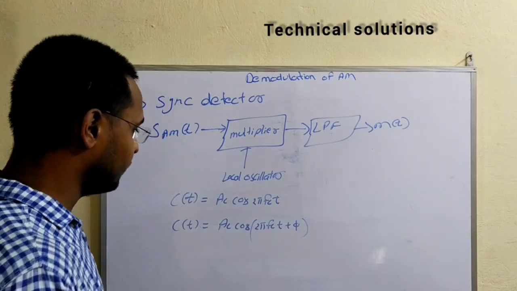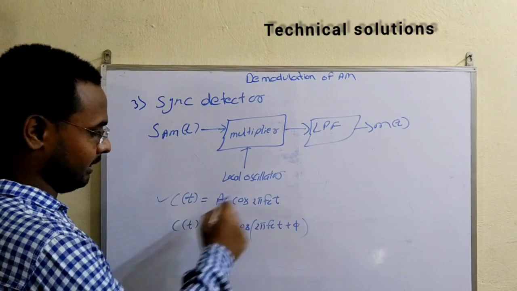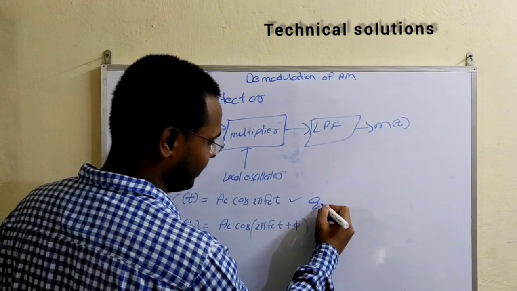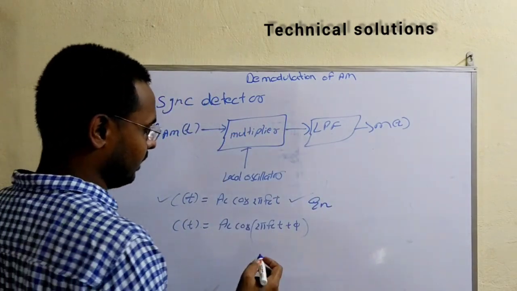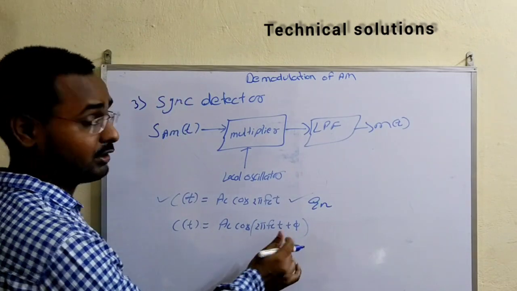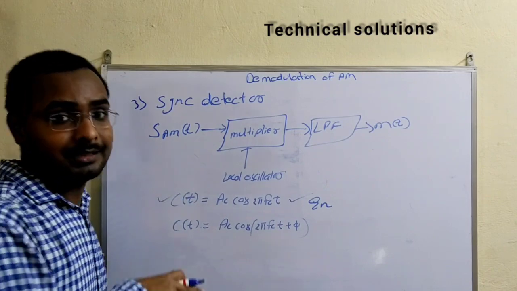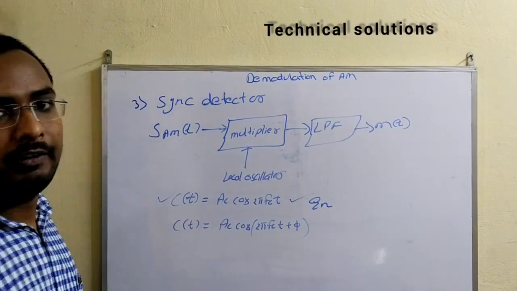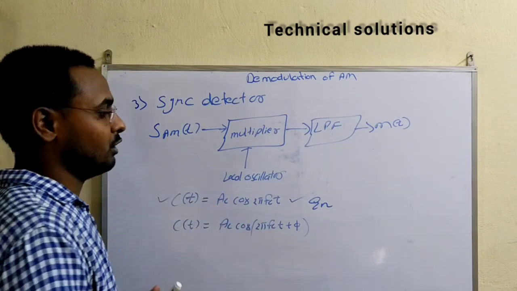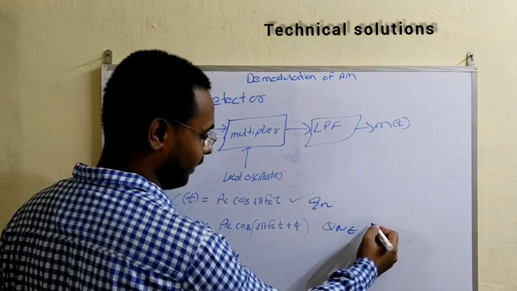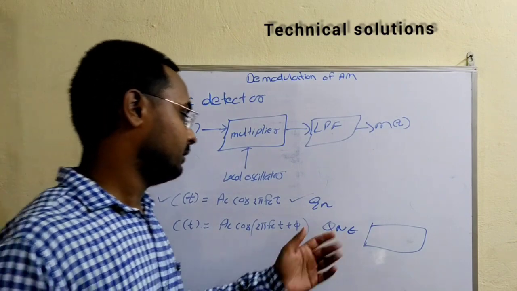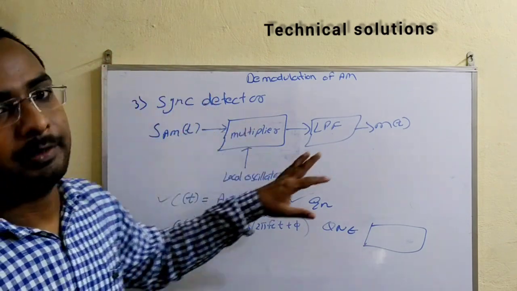Fine. So when c(t) is this, then we prefer the envelope detector. But when our c(t) has some phase shift phi and is not synchronized with our message signal, then it shows the quadrature null effect, and this method becomes more complex because to remove the quadrature null effect we have to use some extra circuit to remove this effect and generate our message signal. Fine.